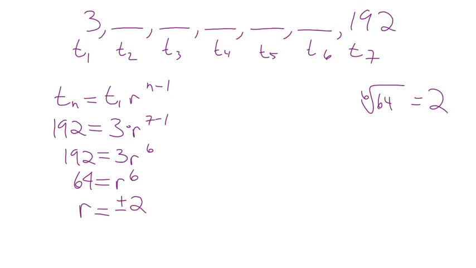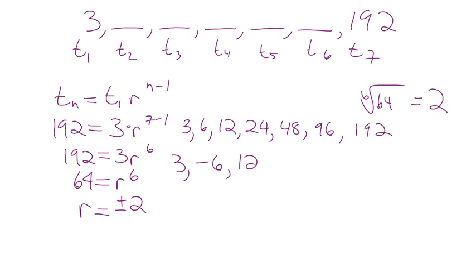So we're going 3, 192, right? So 64 is R to the 6th. R is plus or minus 2. It could be positive 2, could be negative 2. If it's positive 2, we're going to get 3, 6, 12, 24, 48, 96, and 192. So I got 5 geometric means. If r is negative 2, then the sequence goes 3, negative 6, positive 12, negative 24, positive 48, negative 96, positive 192.